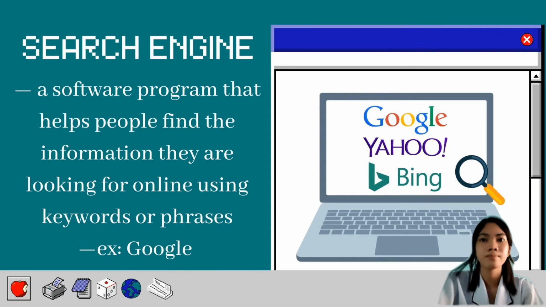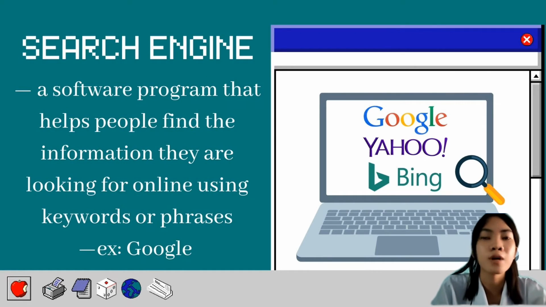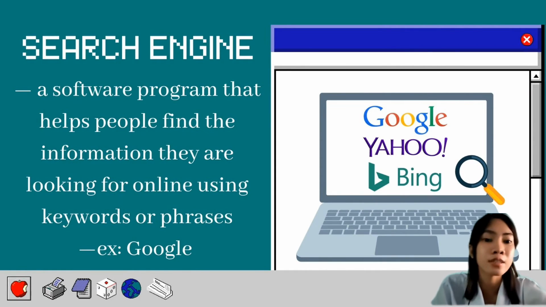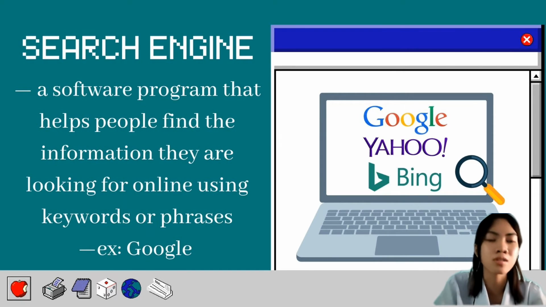So next, search engine. It is a software program that helps people find the information they are looking for online using keywords or phrases. For example, here is Google. The most used app in searching is Google, right? Another example of search engines is Yahoo and Bing, but they are not prominent to us.